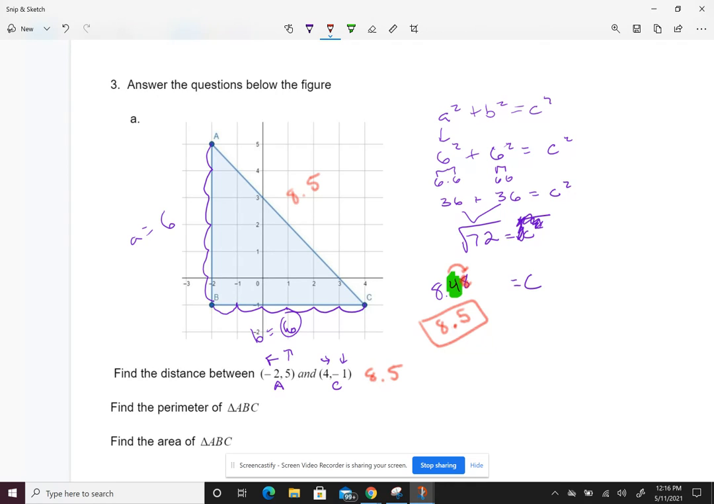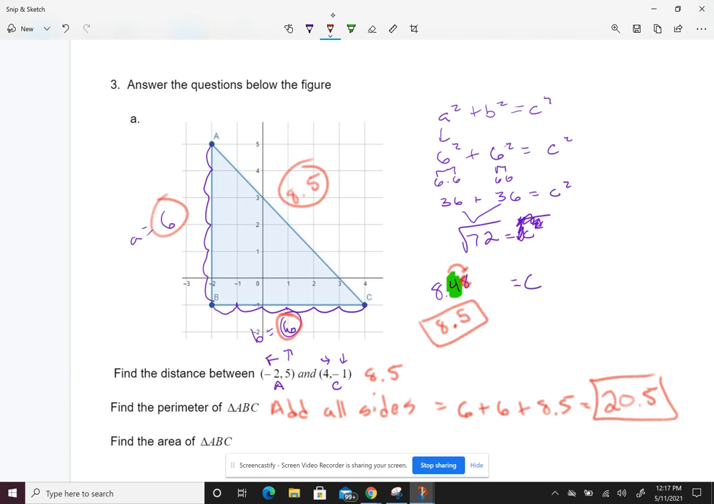Now you can see that they kind of walk us through it. Now we need to find the perimeter. Remember, the perimeter is add all sides. So we already found all the sides. We found this side, which is 6, this side, which is 6, and now that side, which is 8.5. Just type this into a calculator. We're going to go 6 plus 6 plus 8.5. That's going to give me an answer of 20.5. So the perimeter is 20.5. Okay, that's all the way around.